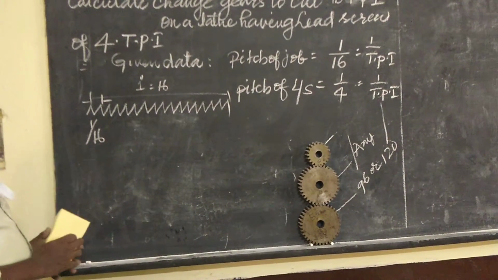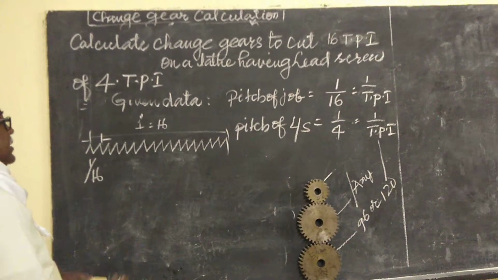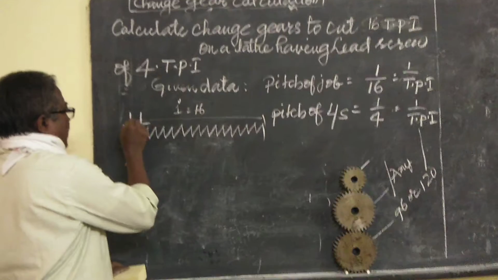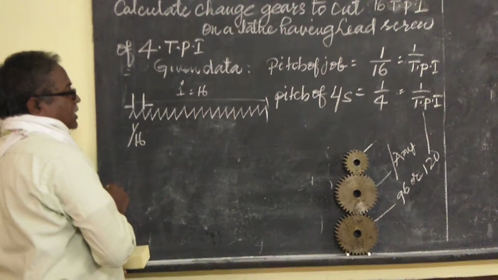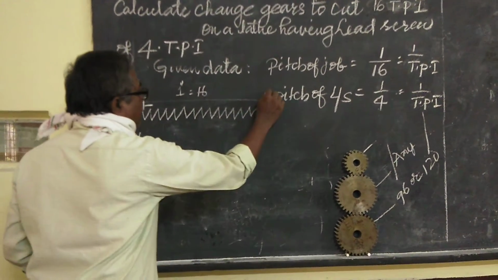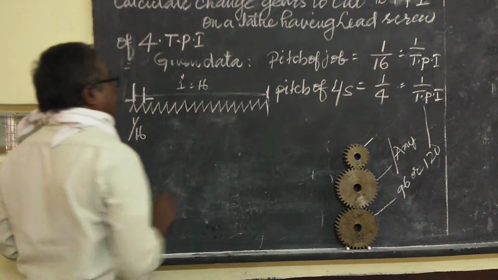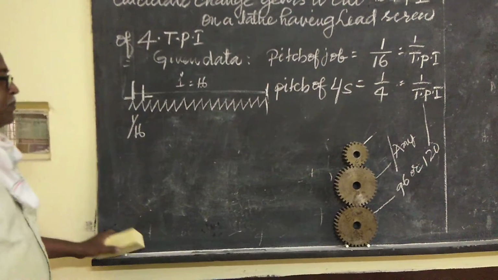So if you know this one, easily we can calculate. The pitch is the distance from one point on the thread to the next corresponding point. TPI is given: from here to here is 1 inch long, 16 threads.